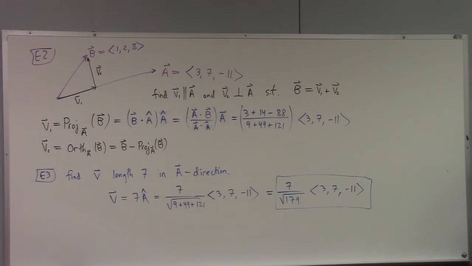Another example, a blast from the past here. How about this? If I've got f of x, y, z equal to e to the xy plus z cubed minus y squared, and I want to find max, min rates of change at the point, let's say 0, 1, 2. How would you do it?